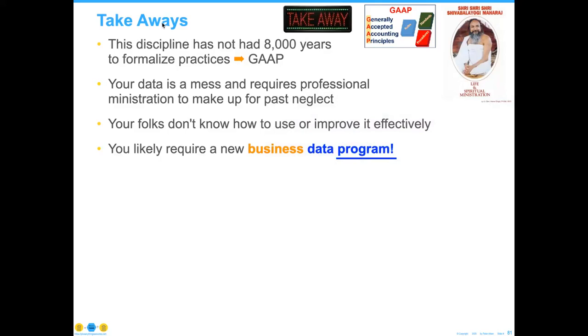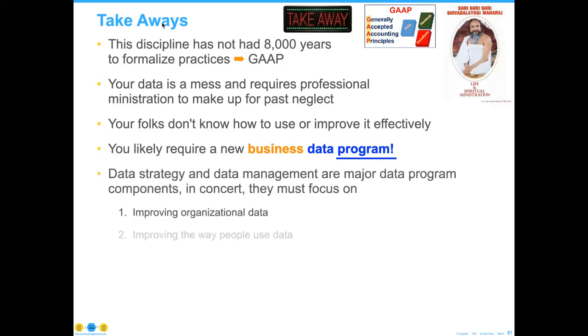Your data program needs to coexist with your HR program. So the next time they ask you, when will you be done, turn around and ask them, when are we going to be done with HR? Have we hired the last person? Have we brought the last piece of data into our organization? Are we never going to need it again? Data program is an ongoing concern for ongoing concerns. Data strategy, data management are the major components, and they must work in concert. Because if we don't, if we just improve organizational data, that won't help.